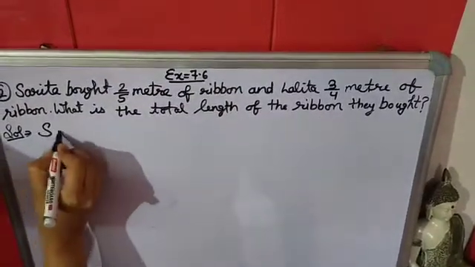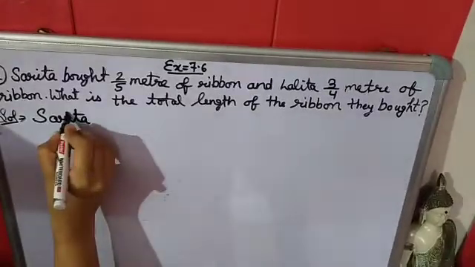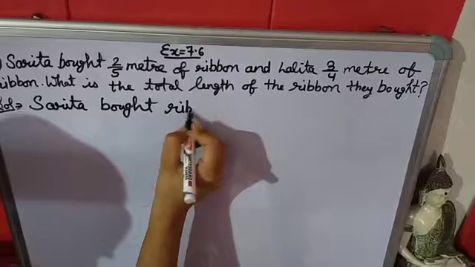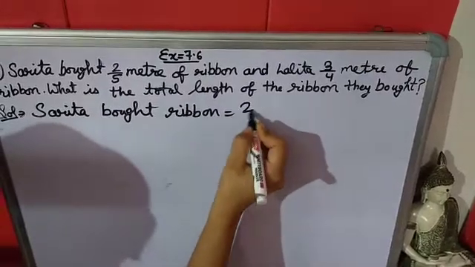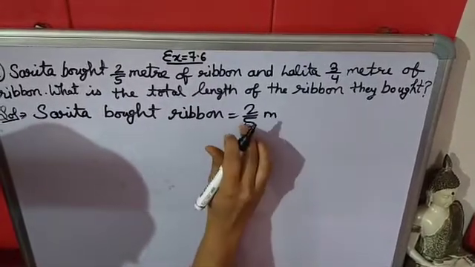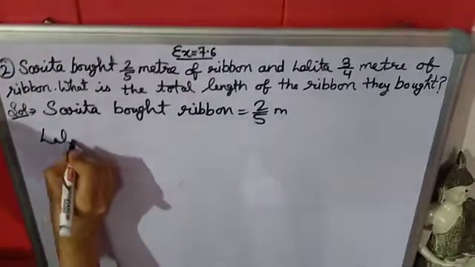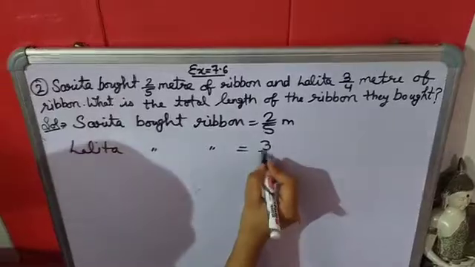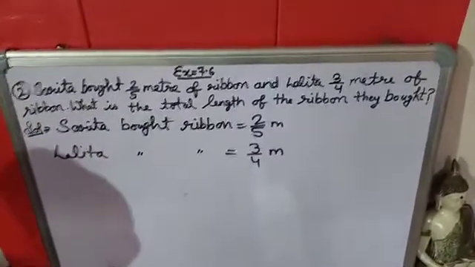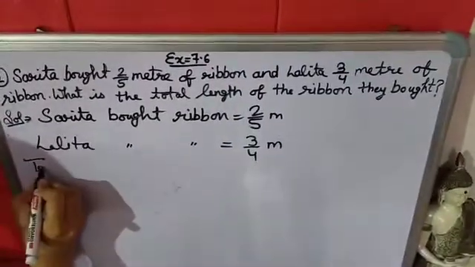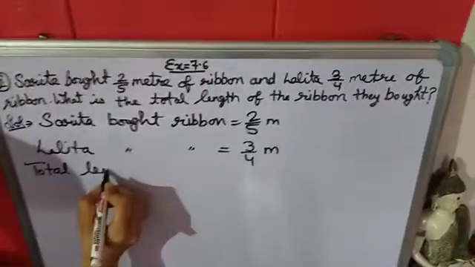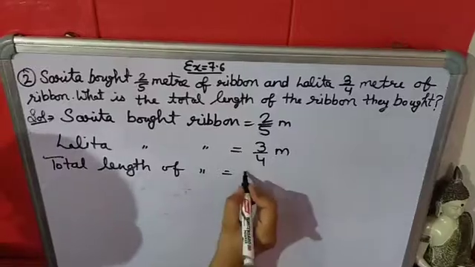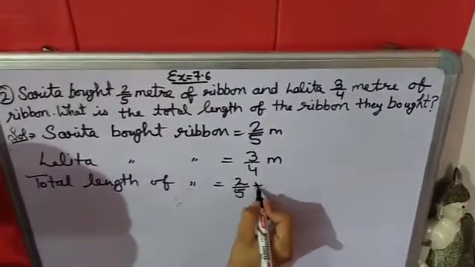First of all, we will write here: Sarita bought ribbon is 2/5 meter. Then Lalita bought ribbon is 3/4 meter. Now you have to find the total length of ribbon. So for this we will add these two fractions.